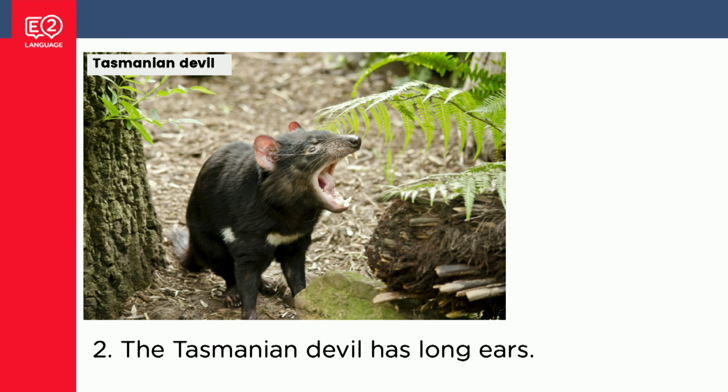Number 2, the Tasmanian devil has long ears. See his round little ears there? This is, of course, false. I can see that it's false. Number 3, the Tasmanian devil eats meat. Well, it looks like it eats meat. It's got huge teeth, and in fact, I know it eats meat, but from this picture, I can't say that for sure. So the answer has to be not given. I know that was really easy, but don't worry, it's about to get more difficult.